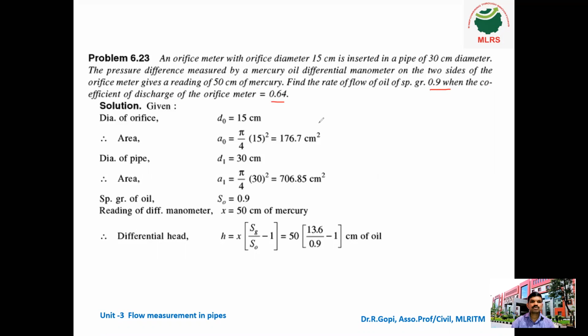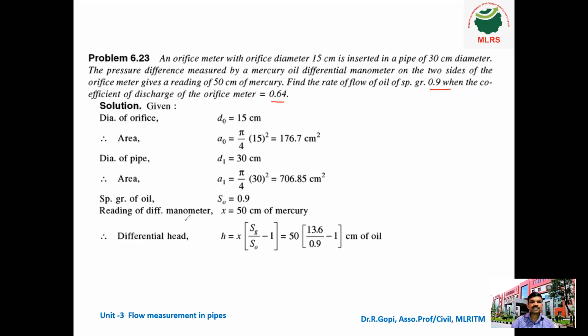when the coefficient of discharge of the orifice meter is 0.64. Next, the diameter of the orifice D0 is 15 centimeter and area A0 is equal to pi by 4 into D square, and the diameter of the pipe D1 is equal to 30 centimeter and area A1 is equal to pi by 4 into 30 square. I kept it in terms of centimeter only. Specific gravity of oil is 0.9. This is also given in the question.